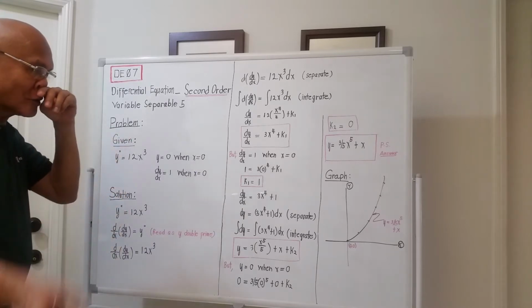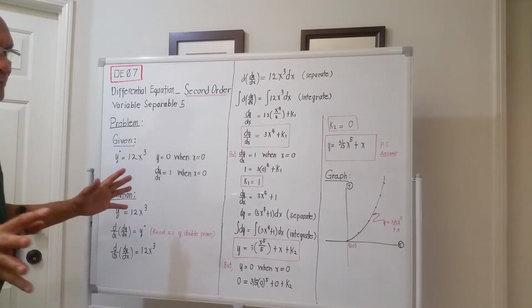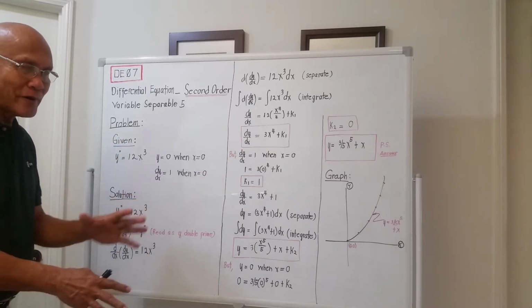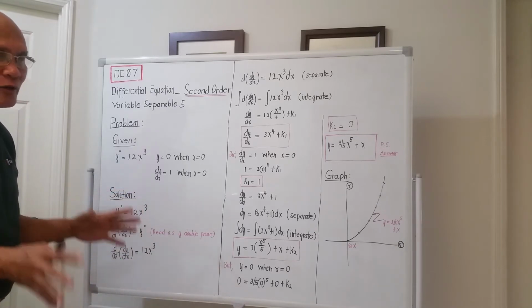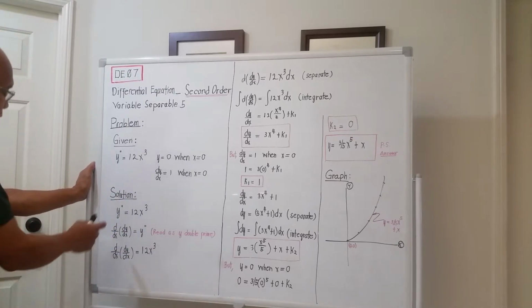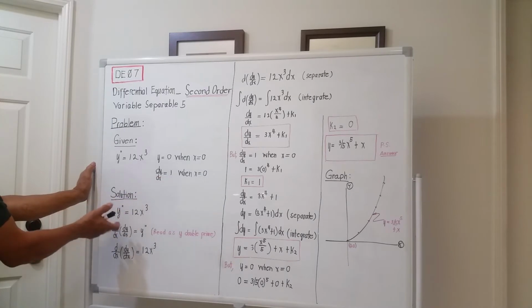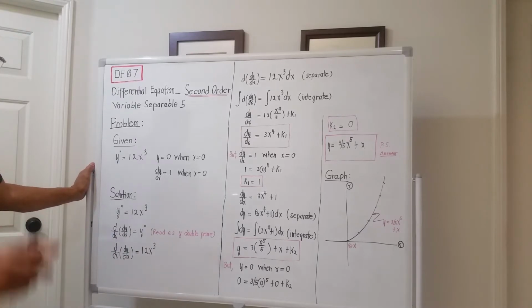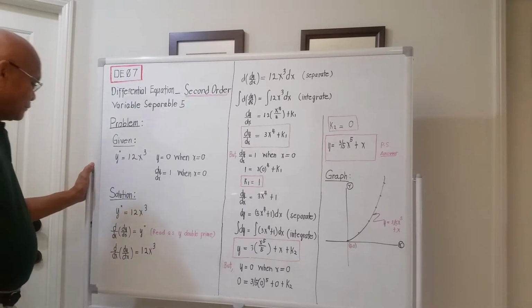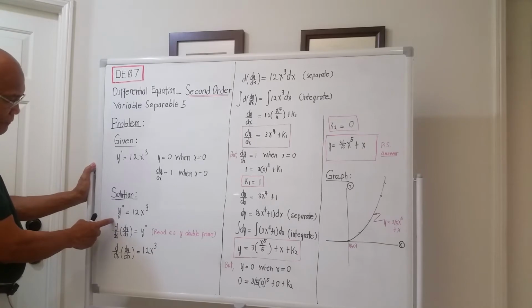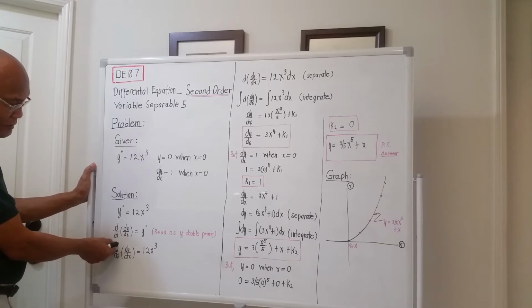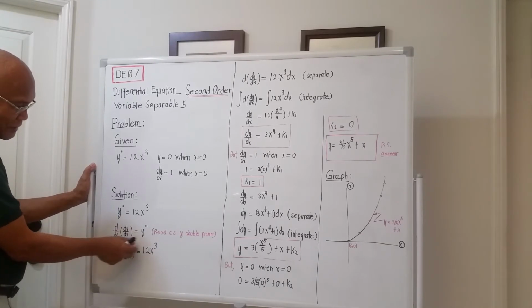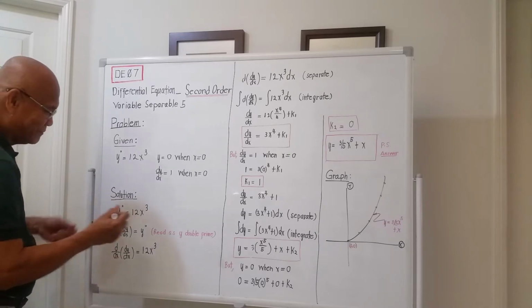Okay, let's try to bring out the solution. Don't be afraid of the double prime. There is an equivalent of that one. I will read the given differential equation: y double prime equal to 12x cubed. By definition, the derivative with respect to x of dy/dx is actually y double prime.